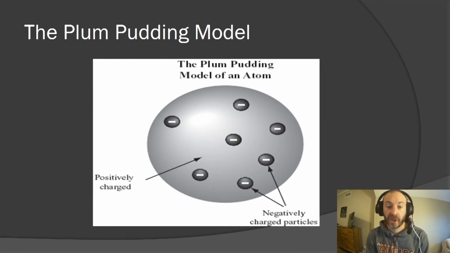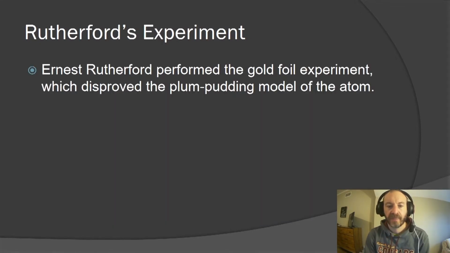Maybe you can compare it to cookie dough, where the dough part is the positive charge and the chocolate chips are the sprinkled-in negative charge. That's what they thought the atom looked like for a while. And Thomson was the person who did that, and that was in England in the mid 1800s.